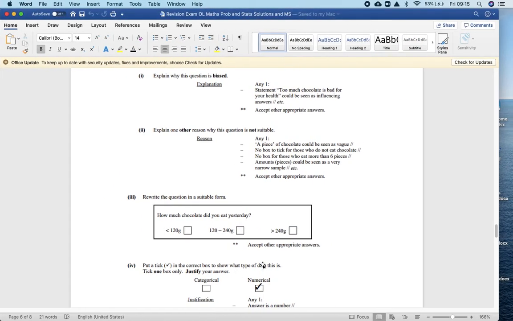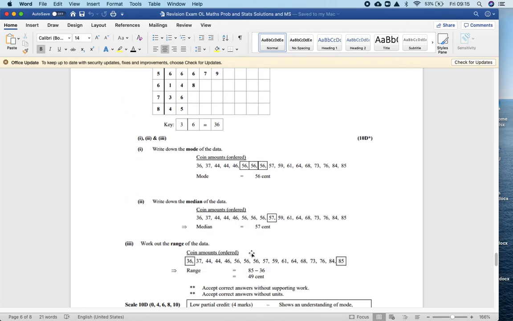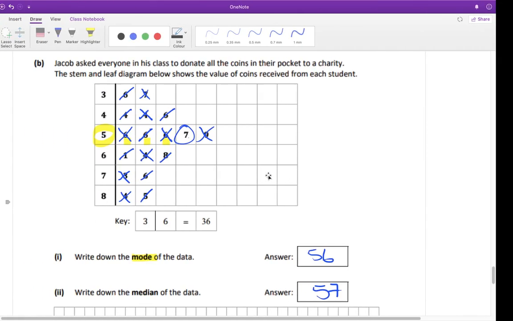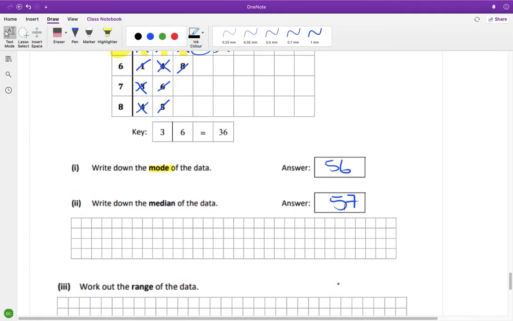Okay, we'll just check those. Sorry, that was the previous one. So it was numerical because the answer is a number. This one, there were 3 56s. It is cent, so 56. And 57 is the median, which we got.